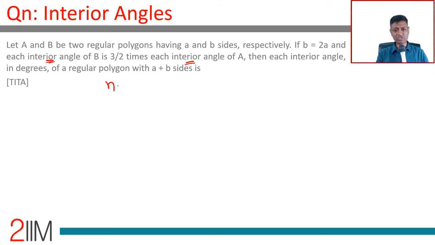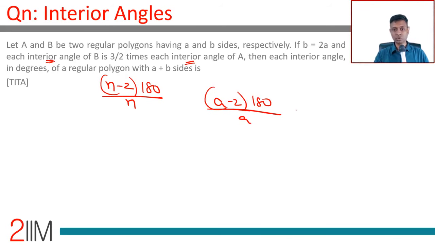For a regular polygon with n sides, the sum of the angles would be (n minus 2) into 180. Each angle would be (n minus 2) into 180 by n. So we know that (A minus 2) into 180 by A is each angle of the polygon with A sides, and (2A minus 2) by 2A into 180 is each interior angle of the regular polygon with B sides. This is equal to 3/2 times this. Wonderful. So let's see how this works out.